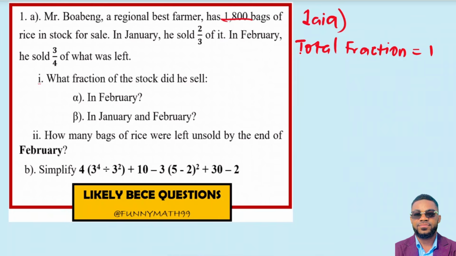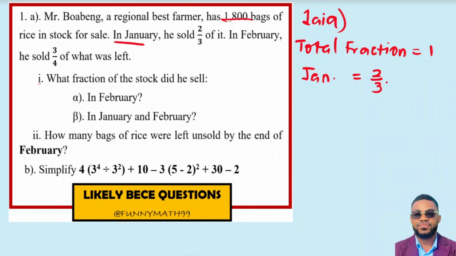Now, this is what we have to know. In January, he sold 2/3 of it. That means January is equal to 2/3. He sold 2/3 of it. That means we have to deduct 2/3 from 1 to see the remaining number of bags in terms of fractions. In February, he sold 3/4 of what was left. So, first of all, we have to get what was left after January, and then we look for what will be left after February.